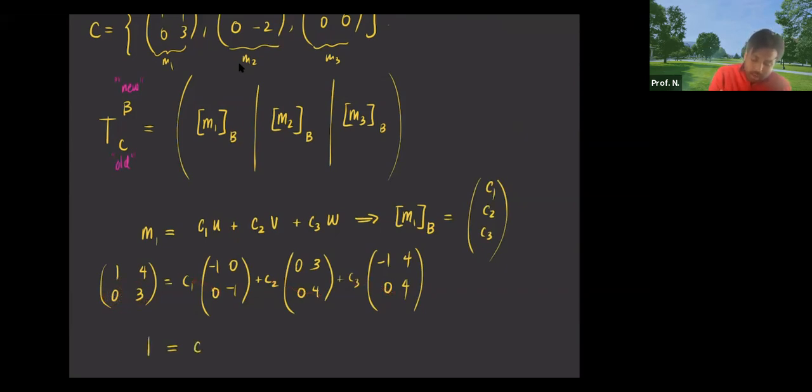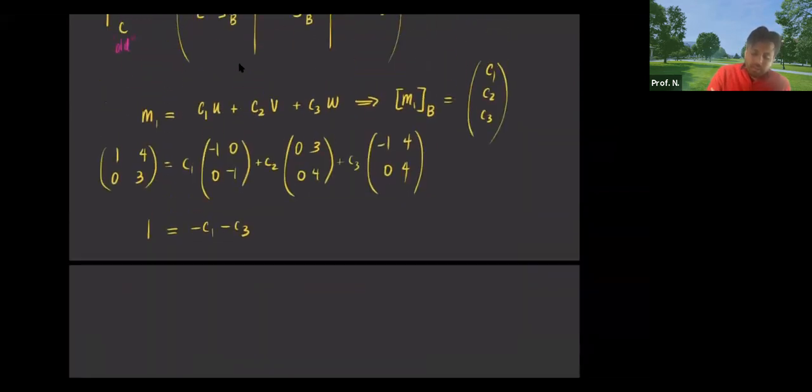1 is equal to negative C1 plus negative C1 minus C3. And then the next equation is what? 4 is equal to 3C2 plus 4C3. And then the last component, 3, is equal to negative C1 plus 4C2 plus 4C3.